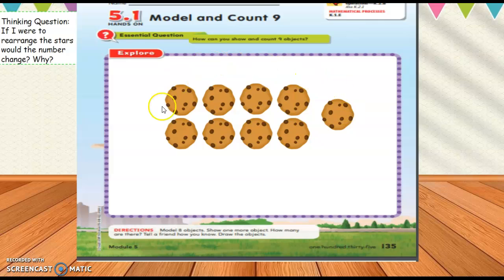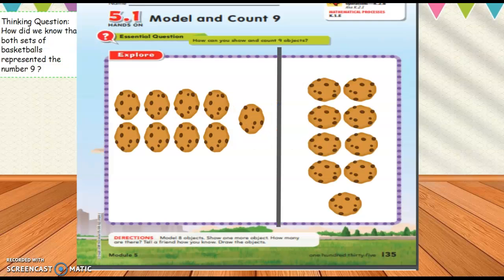This is 9 cookies, a set of 9 cookies. Now, remember yesterday when we talked about rearranging the items? Now, we know we have 9 cookies. So if we rearrange or change the way the cookies are placed, will that change the number? Keep your thought in your head.